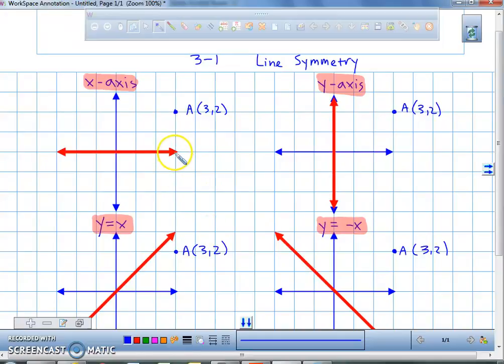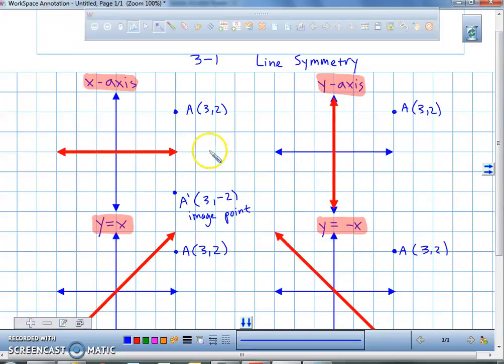That's correct. So we're going to go over here positive 3 units and down negative 2 units. You're going to put a point right here. All right? We're going to call that A prime. So it's positive 3, negative 2. And we call that the image point. Okay? That's the image point.